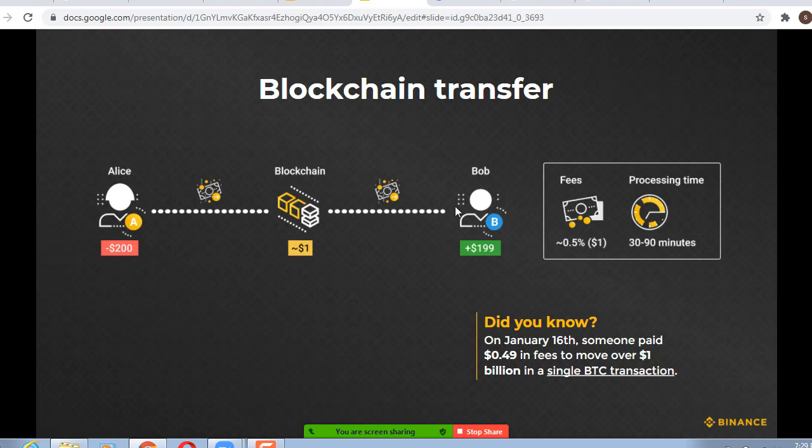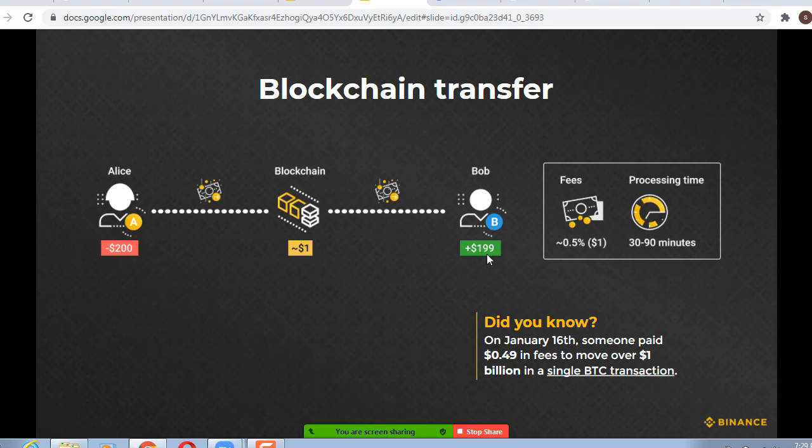Now let's look at a blockchain transfer. If you do a blockchain transfer, let's say Alice wants to send $200 to Bob as well. If you send the money through the blockchain, let's say for example you're sending Bitcoin, you'll be charged $1.